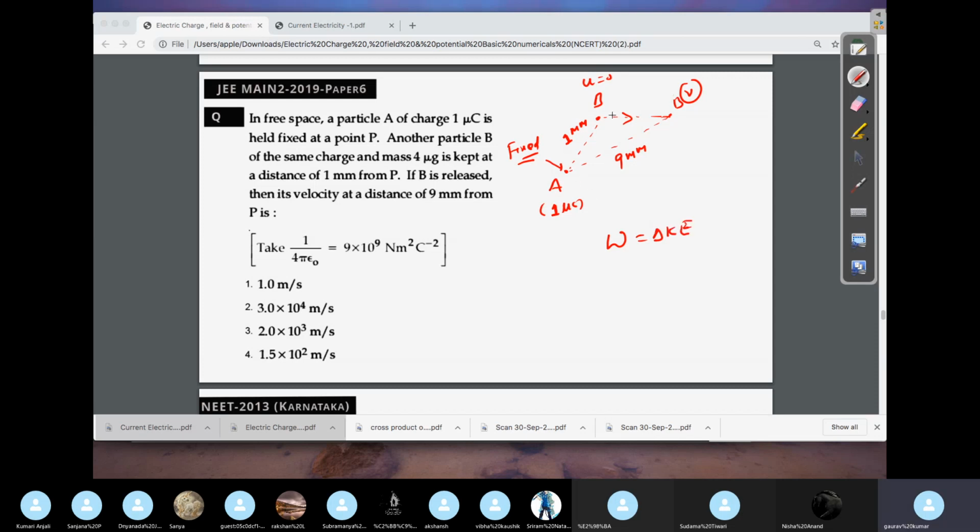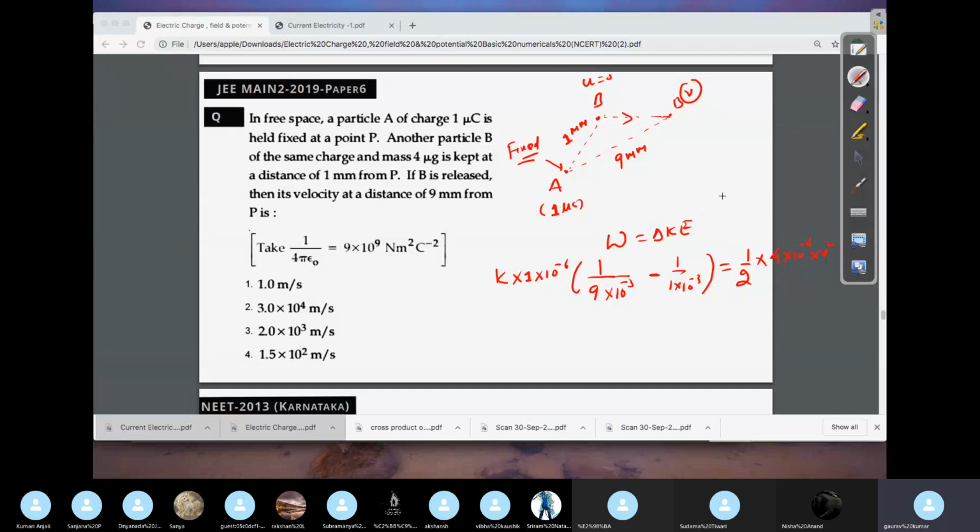Work done is the potential difference multiplied by the q that you are moving. So kq by r. So kq is 1 microcoulomb, so 1 into 10 to the power minus 6, kq by r. What is the final r? 1 by 9 millimeter, 10 to the power minus 3, minus 1 by 1 into 10 to the power minus 3. Change in kinetic energy, final minus initial, initially 0, so half mv square. m is given in the question as 4 microgram, so 4 into 10 to the power minus 6 into v square. Now we have to solve this expression.